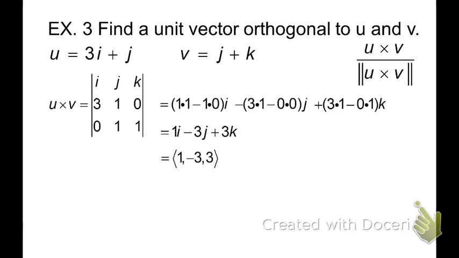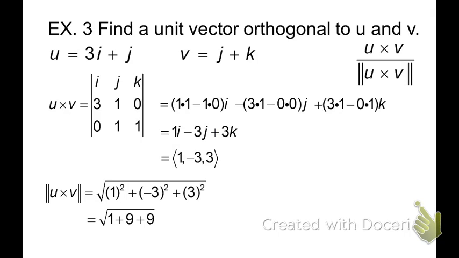Now, this is an orthogonal vector to the original, but we want to find a unit vector. So in order to find a unit vector, we're going to divide this vector by its magnitude. So we're going to take the vector that we already have and divide by its magnitude. Remember, the magnitude is just like the distance formula. So we're going to do the square root of 1 squared plus negative 3 squared plus 3 squared. So this is going to be the square root of 1 plus 9 plus 9, which is the square root of 19.